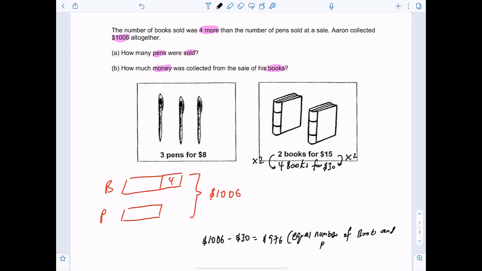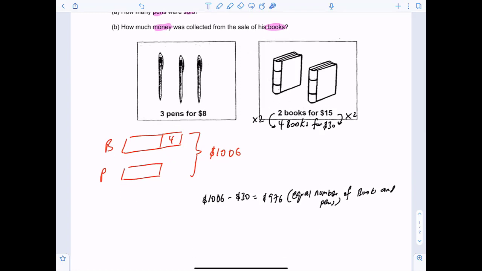and pens. Alright, so how do we make equal number of books and pens? At the moment, if we sell just one set of pens, that would be 3 pens. One set of books, there will be 2 books. They will not be equal. So you need to find a lowest common multiple between 3 and 2.